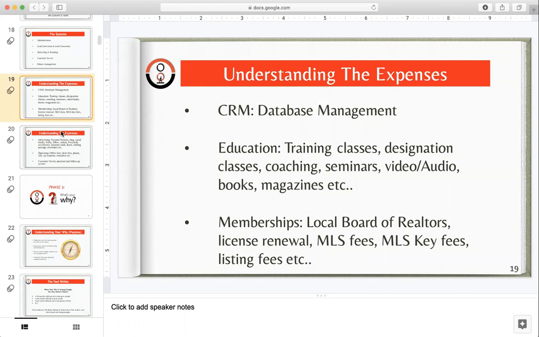So anyways, let's go back to what you should really invest your money in right now. What you should invest your money in right now is education, training classes, designation classes from NAR, any coaching seminars, videos, audios, books, magazines, all that stuff. I highly, highly recommend you go after success stories and read, figure out what it takes to be successful, understand the discipline that it takes, understand all the basic foundations of success in general, and immerse yourself in it.